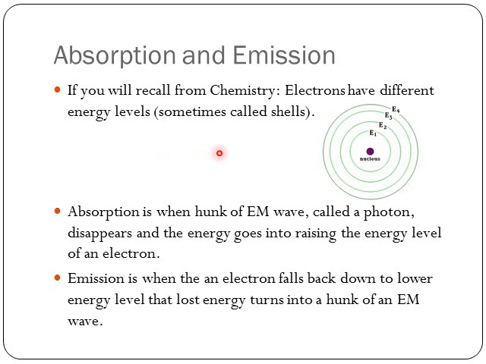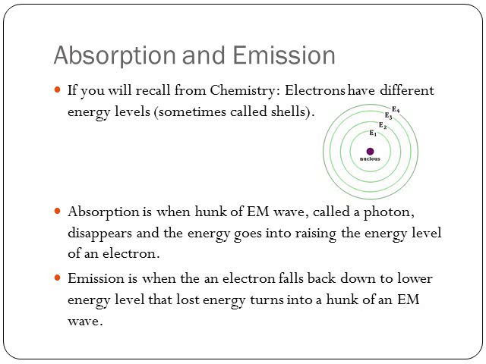Absorption is when a hunk of electromagnetic radiation, which we also call a photon, comes along, and if it's the perfect amount of energy, that electromagnetic radiation will just disappear. Instead, that energy will turn into bumping up an electron to a higher energy level. However, the energy has to be just perfect, the exact amount of energy that it requires to go from this energy level to the next higher up.